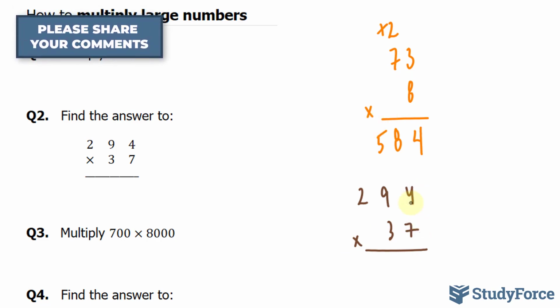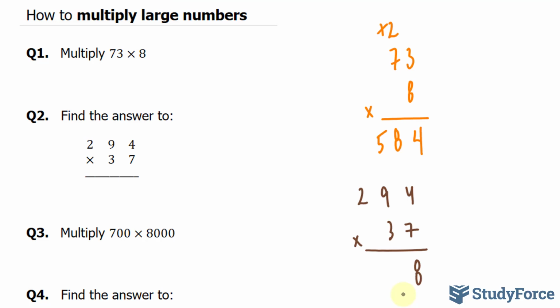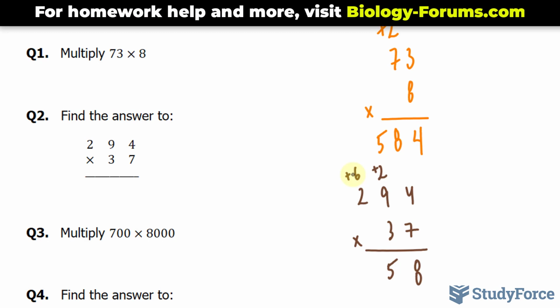7 times 4 is 28. I'll put that 8 underneath here because it is 2 digits. And I'll put the 2 from the 28 as a reminder up here. 7 times 9 is 63. Plus 2 is 65. Place the 5 and the 6 as a reminder up here. 7 times 2 is 14. Plus 6 is 20.